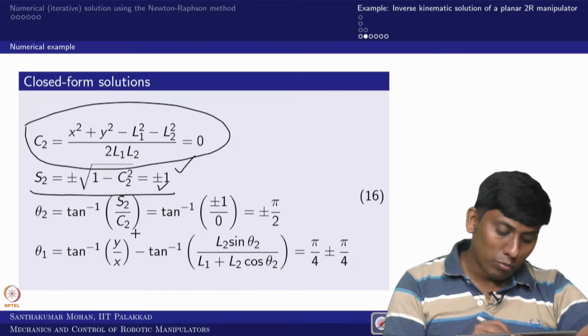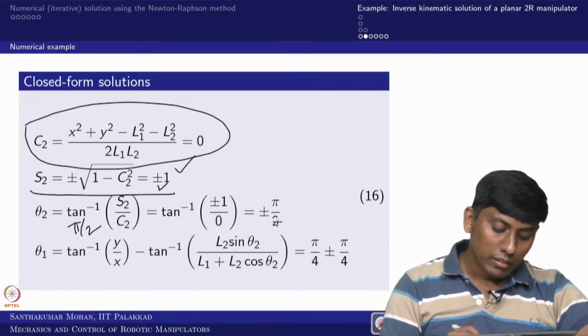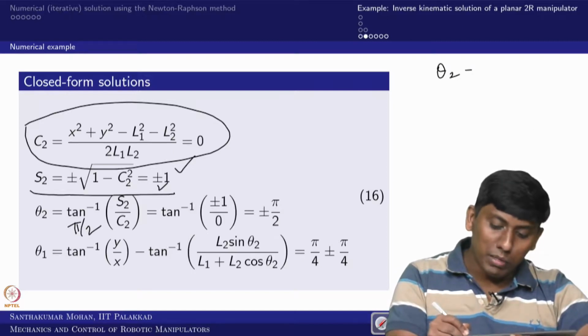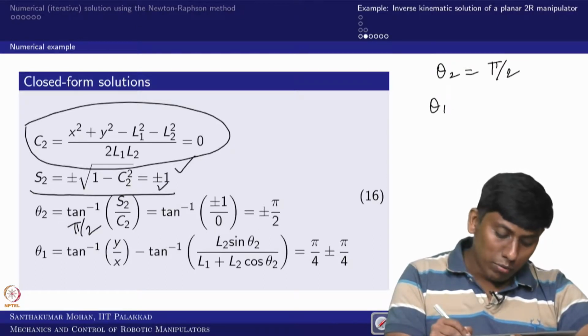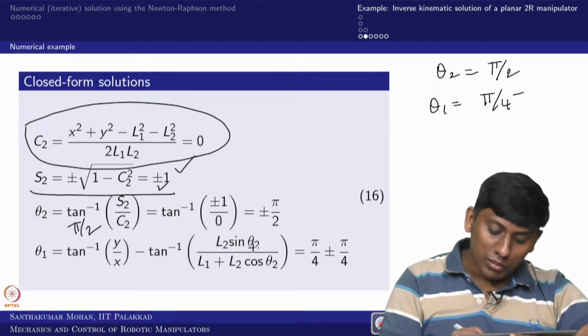If you take plus 1, what happened? This is 1 by 0. So in the sense this is infinity. So this will give pi by 2, okay, right. So if you take plus 1, theta 2 would be pi by 2. Then theta 1 would be tan inverse of 1, this is pi by 4, and this is what happened, this becomes, you can say, 90.